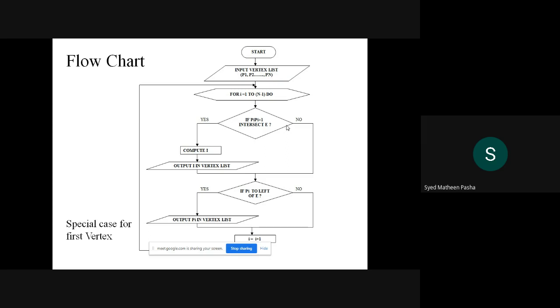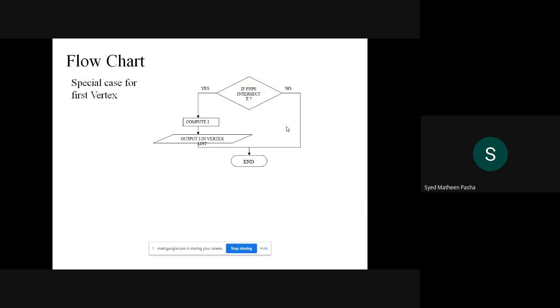So they have defined some special cases with respect to the vertices so that the algorithm doesn't get complicated. Let's check out the special case for that particular vertex. If P and P of 0 intersect E, that is the initial point of that particular line, and it is intersecting with respect to the edge E, what happens? It will include that output to the vertex list, or it will end that particular intersection of the line. So this is one of the special cases with respect to the algorithm.